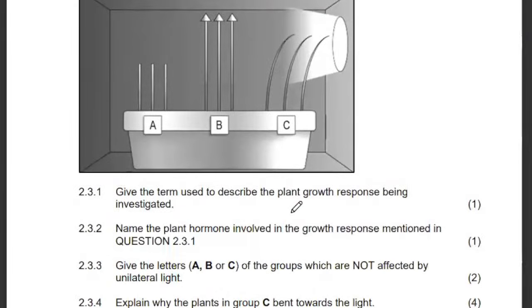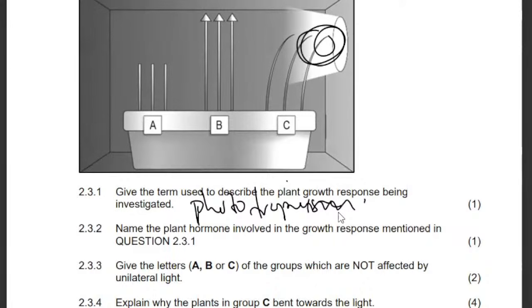They're saying give the term used to describe the plant response being investigated. So basically, this is phototropism. Why? Because it's about light. They are saying that plant response to light is phototropism. Name the hormone involved in the growth response mentioned above. Basically, this hormone is auxin.